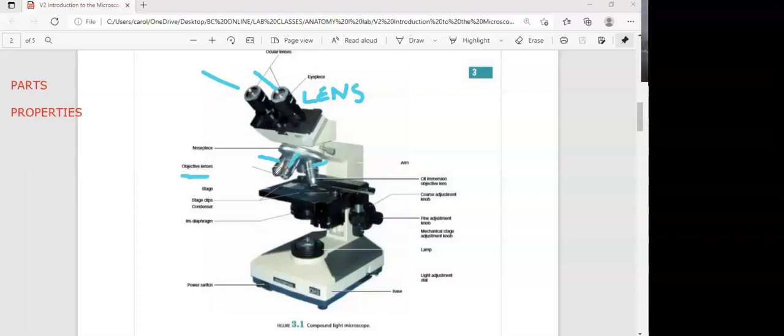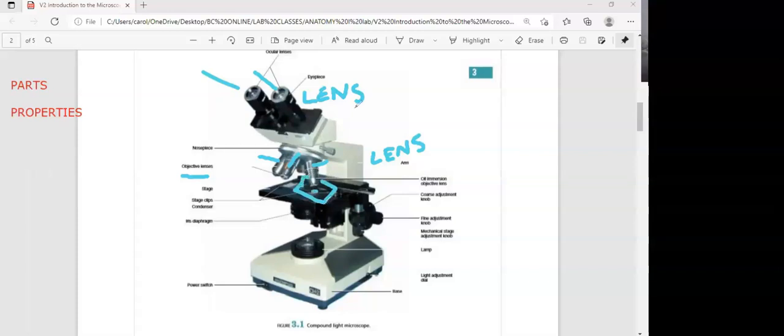And what are they going to do? The same thing as the previous one. They're going to magnify what you're going to be looking at. So we have two lenses. Then you're going to put whatever you want to be looking at right here, and the lenses are going to magnify it for you.